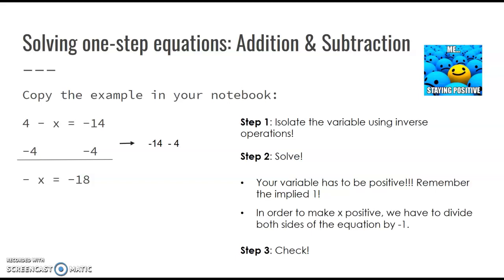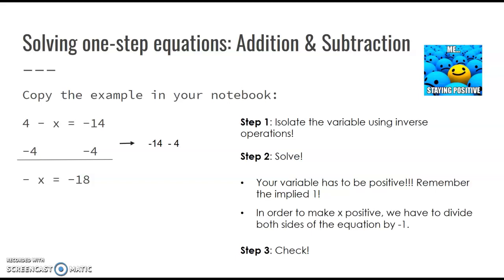So step 1, we want to isolate the variable by using inverse operations. Now, if you see here, we have 4 minus x is equal to negative 14. We want to get x by itself, so we need to get rid of 4, right? 4 is what's touching x. We want to get it away. So that's a positive 4, and we know the opposite of a positive is a negative. So I'm going to take away 4 on both sides of my equation.